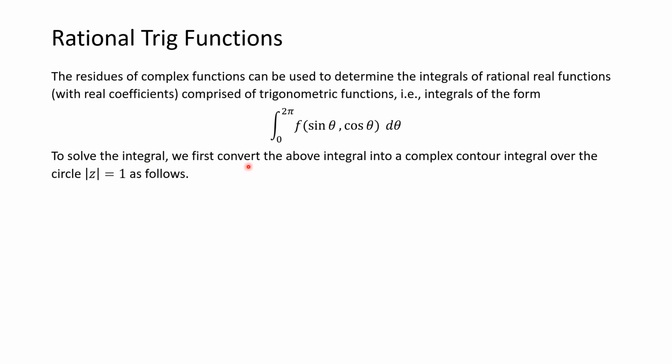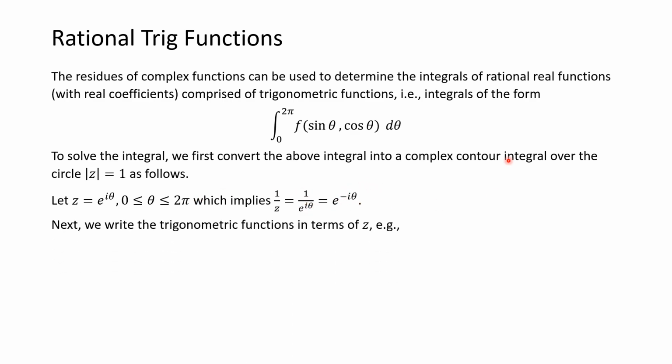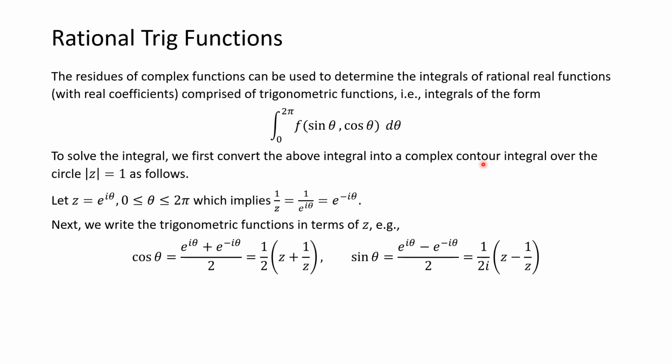To solve the integral, we first convert the above integral into a complex contour integral over the circle modulus of z equals 1. So that's a circle centered at 0 and has radius 1. And we let z equal e to the i theta, where theta is between 0 and 2 pi. And then if we take 1 over z, we get 1 over e to the i theta, which is e to the minus i theta. And then we're going to rewrite the cosine and sine of theta.